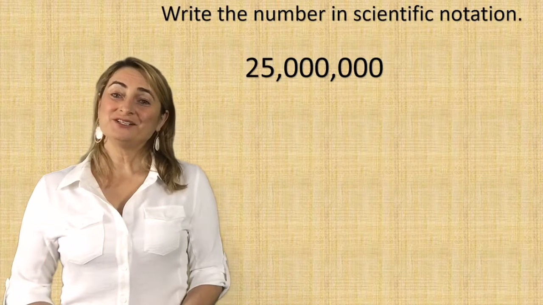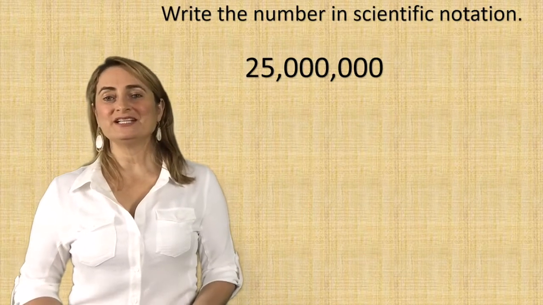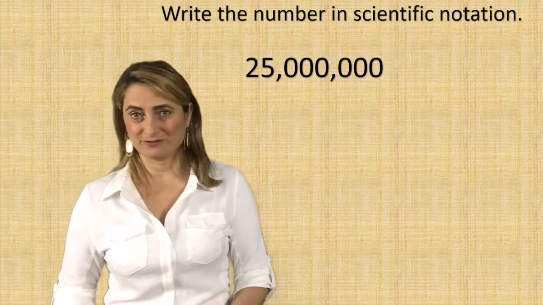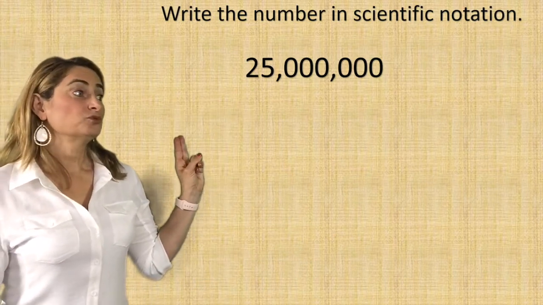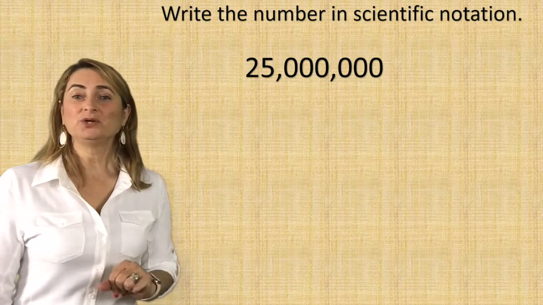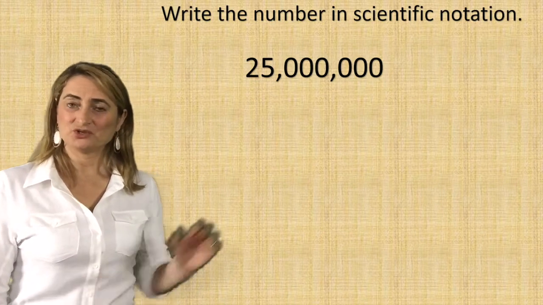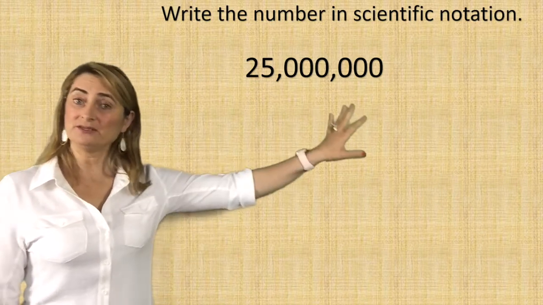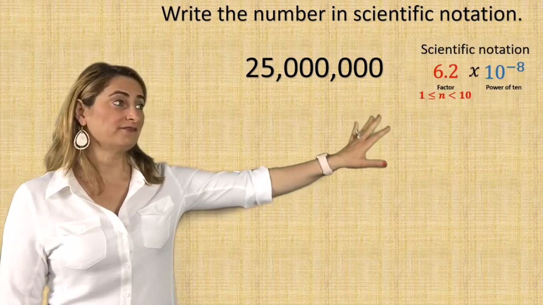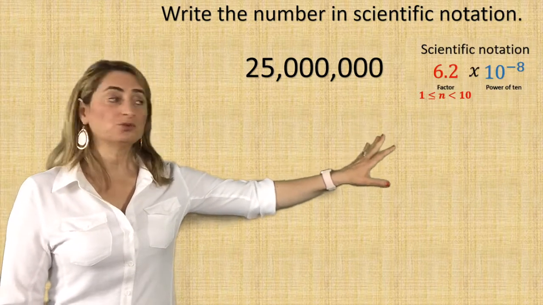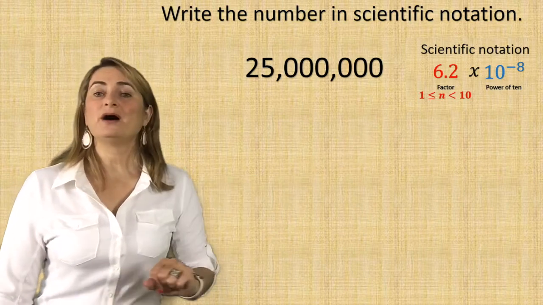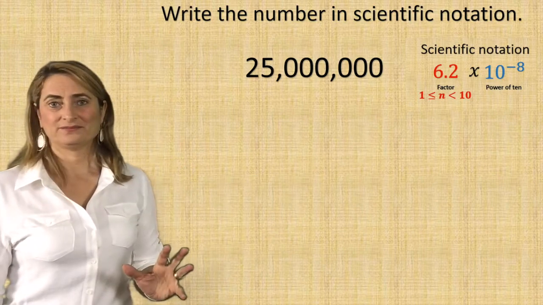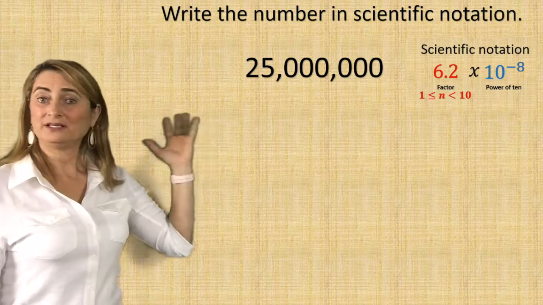For today's lesson, we will be writing numbers in scientific notation from standard form. Write the number in scientific notation, 25 million. How do you write that in scientific notation? It's already in standard form. As a reminder, scientific notation has a factor more or equal to 1 and less than 10, multiplied by a power of 10. 25 million is a huge number.